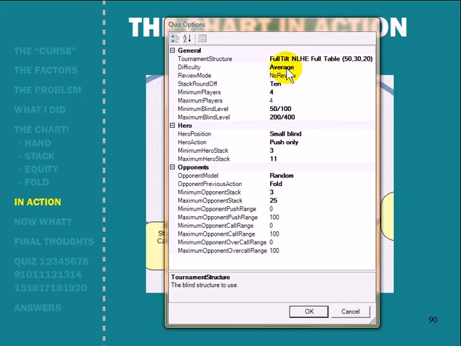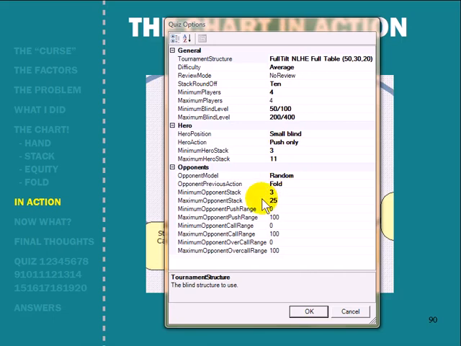So anyway, I have it set on average. I have minimum number of players 4, maximum of 4. I just sort of arbitrarily set what these blinds were. Hero position, small blind. We're trying to decide whether to push or fold. And then maximum hero stack 3 blinds, minimum hero stack 3 blinds, maximum 11.